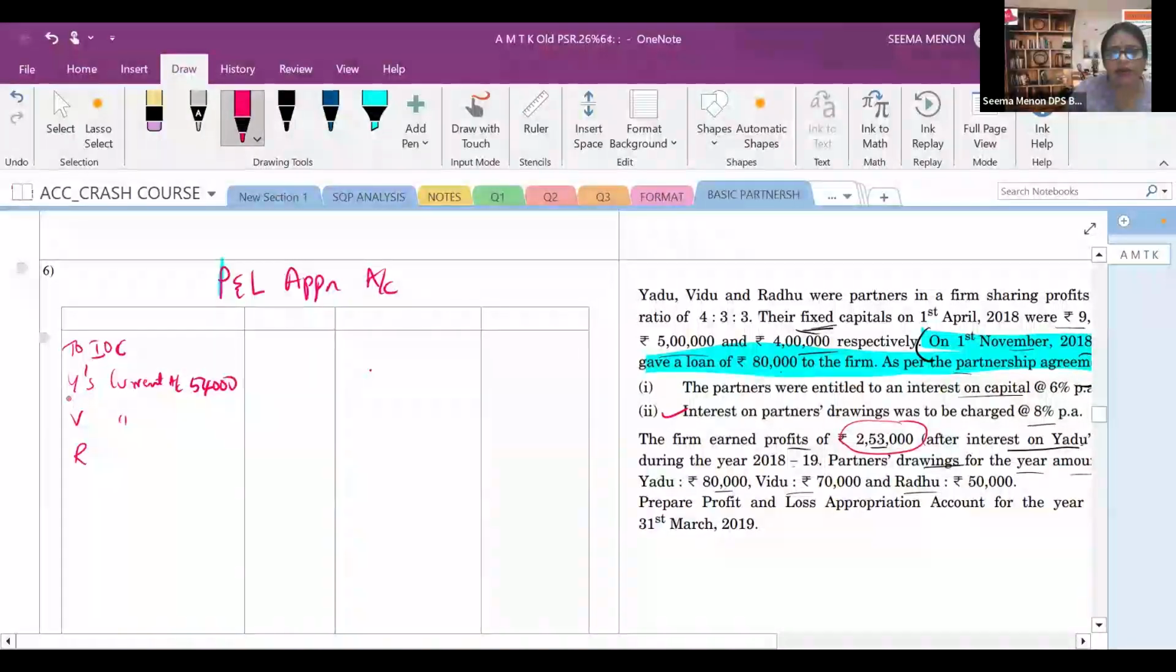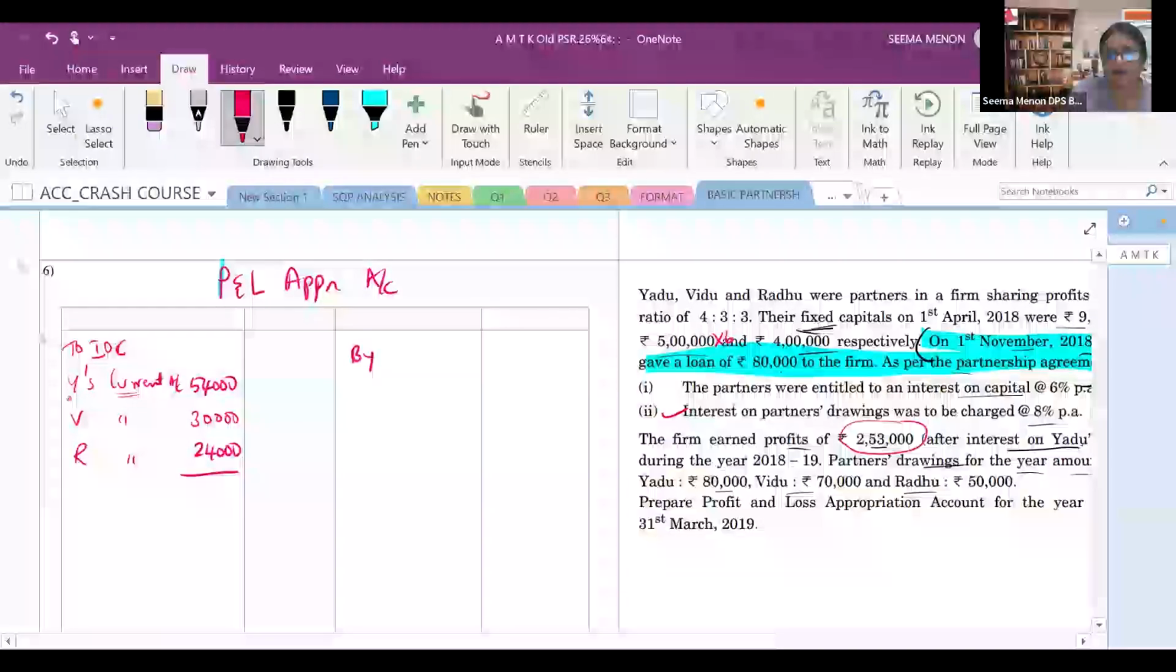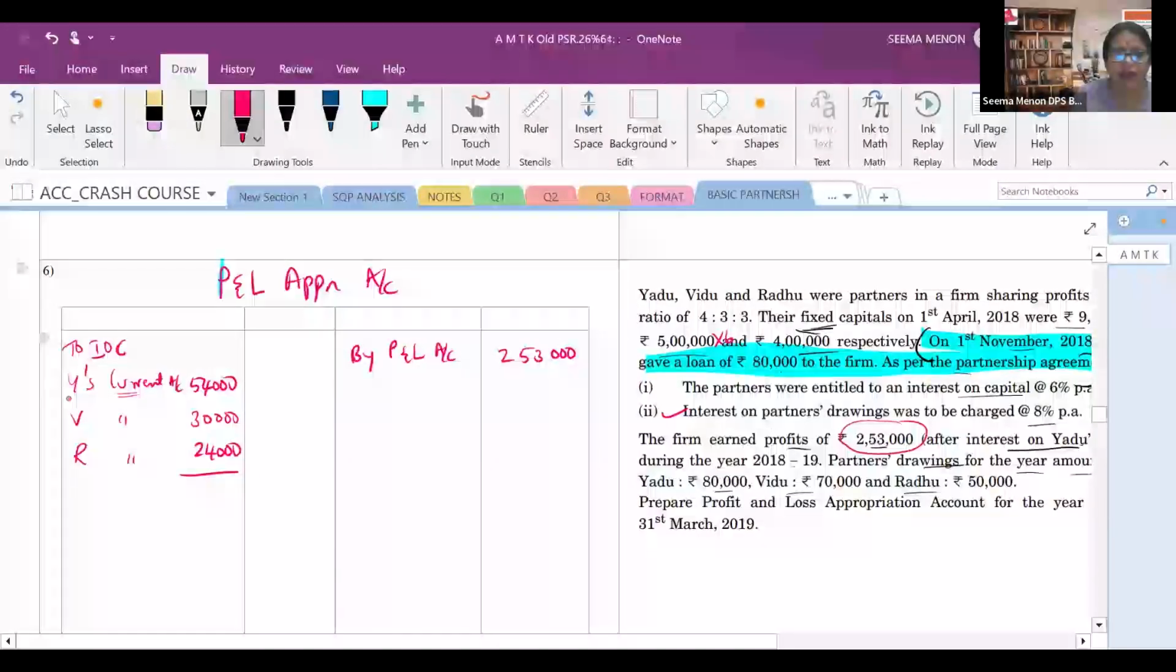And with that current account, we have to say, for Vidu, the interest on capital is 6%: 5 lakh into 6 by 100. How much? 30,000. Now, Radhu's current account: 4 lakh into 6 upon 100, that is 24,000. So this current account word is compulsory, right? Here, whatever I deleted, I will add by profit and loss account: 2,53,000. That I erased.